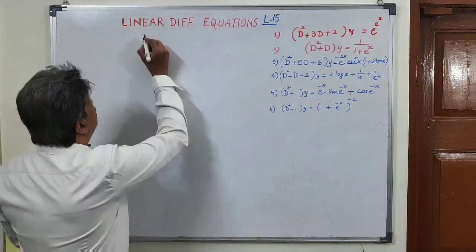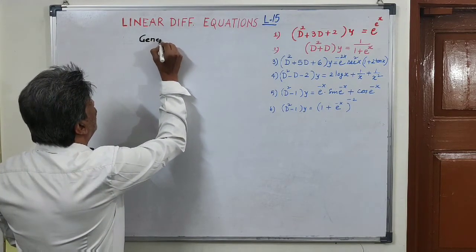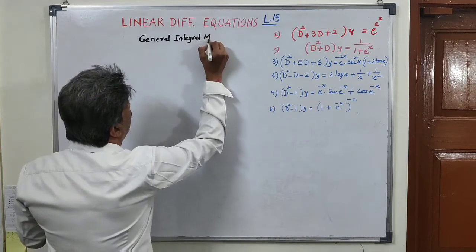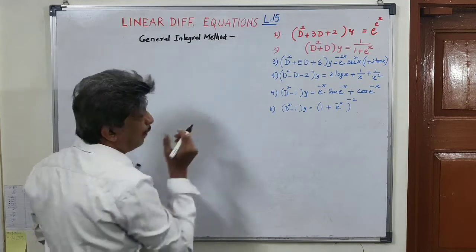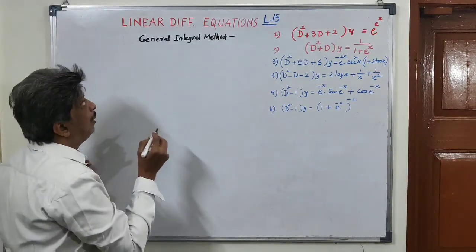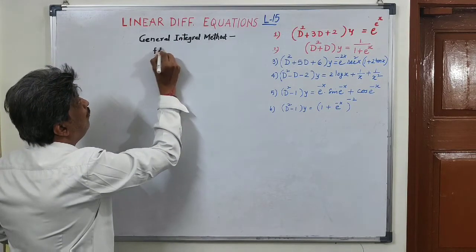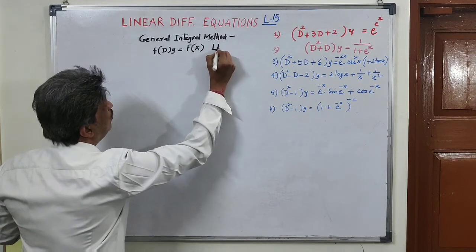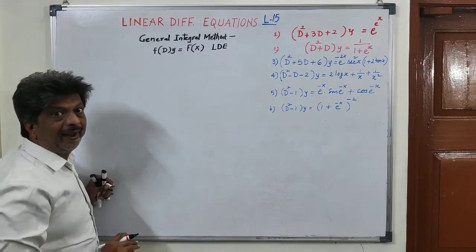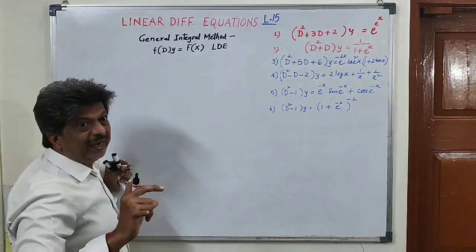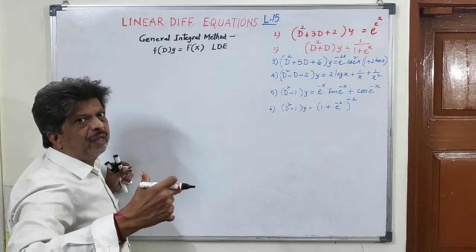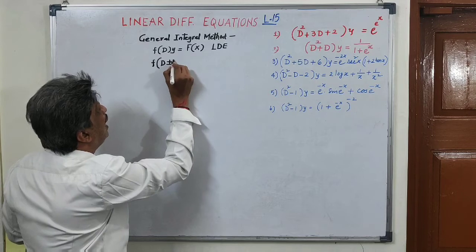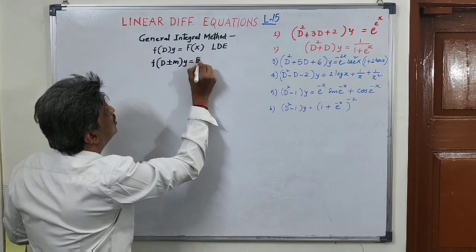So what is the general integral method? The general integral method is: if f of D into y equal to capital F of x is any LDE with constant coefficients, and if this f of D is of the type D plus m or D minus m, for instance f of (D plus minus m) operating on y equal to F of x.